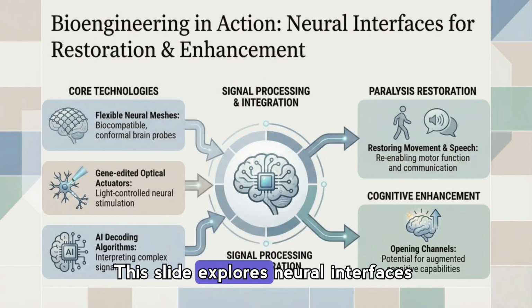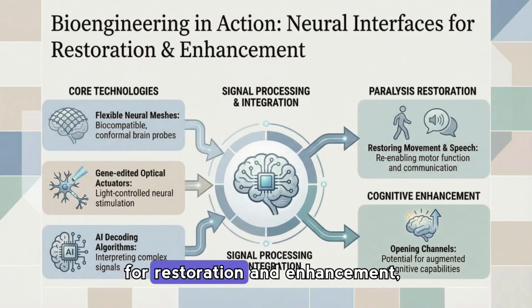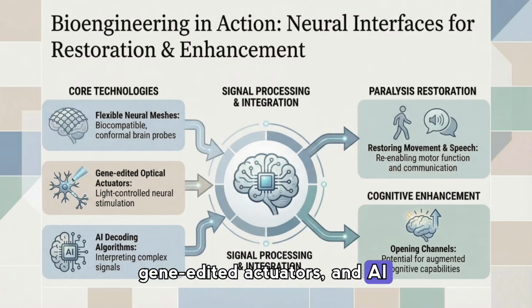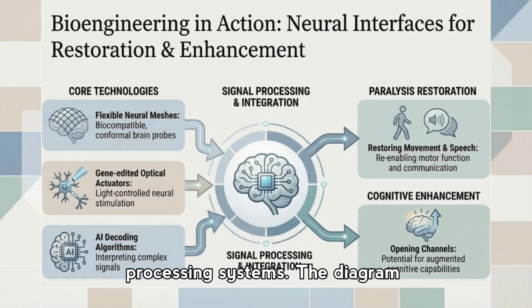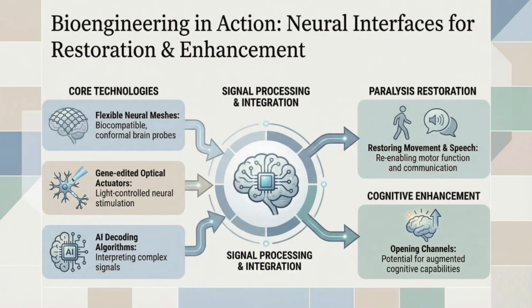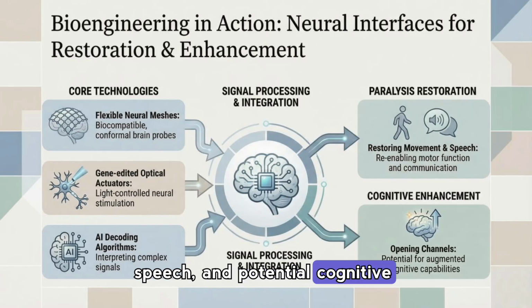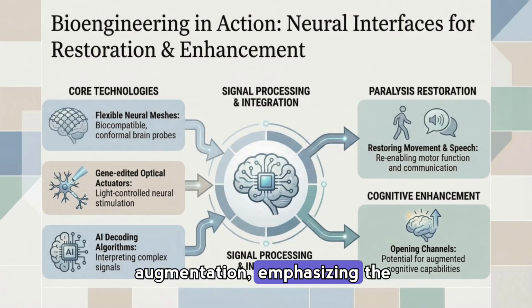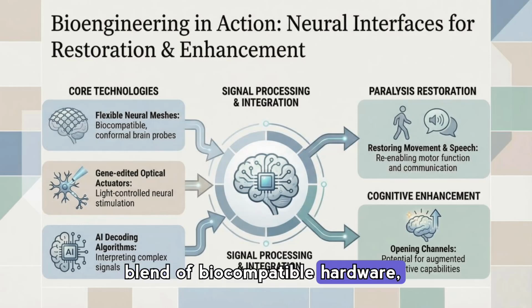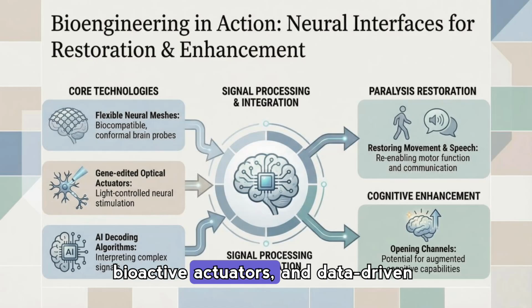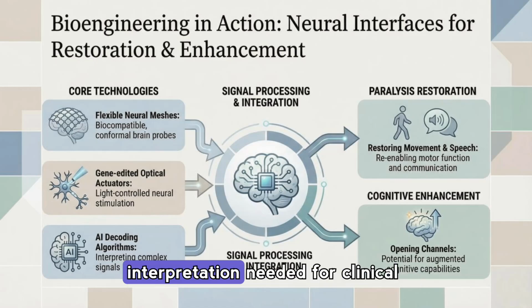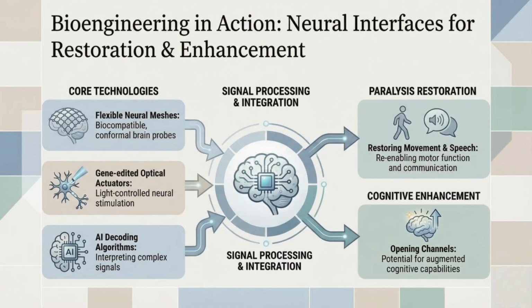This slide explores neural interfaces for restoration and enhancement, integrating flexible meshes, gene-edited actuators, and AI decoding algorithms into signal processing systems. The diagram connects core technologies to outcomes like restored movement, speech, and potential cognitive augmentation, emphasizing the blend of biocompatible hardware, bioactive actuators, and data-driven interpretation needed for clinical impact.